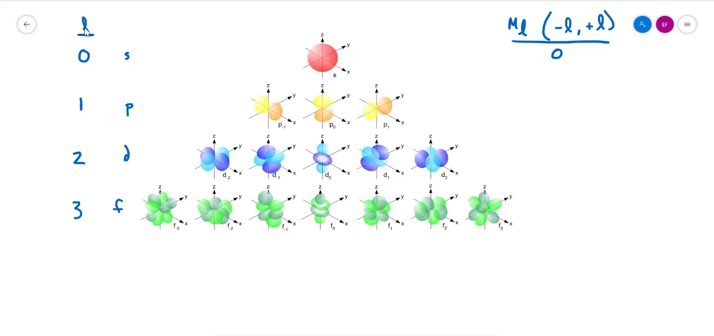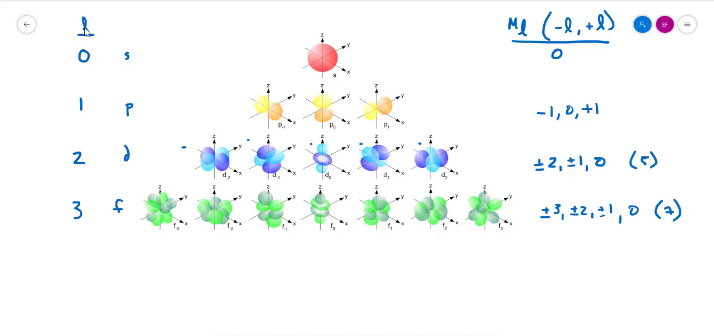If we look at the p orbital here, that can be -1, 0, and +1. There's 3 different orientations of that dumbbell, which is why we have 3 different p orbitals. The d orbital, l equals 2, that's ±2, ±1, and 0. That's 5 different orientations, which gives rise to the 5 different orientations of our d orbital. And then f, which is the question I left you at, has ±3, ±2, ±1, and 0, a total of 7 different orbital orientations.